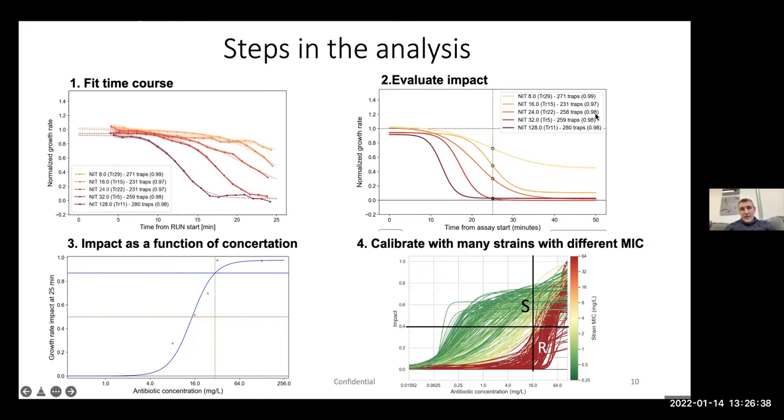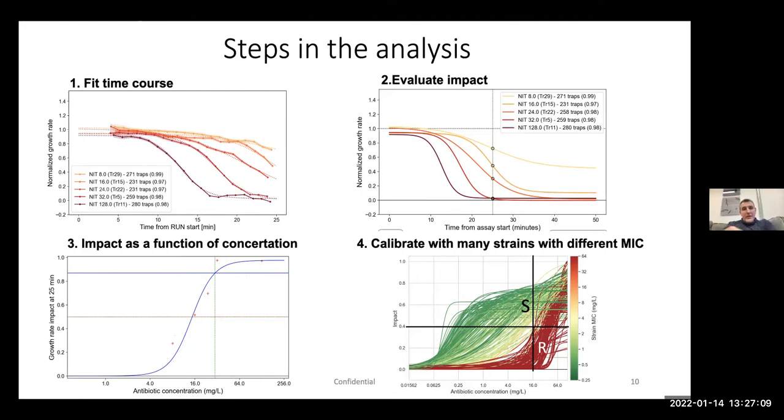So you get these kinds of impacts depending on the concentration. And if we instead plot that as a function of concentration, so this was time, plot it as concentration, we can then again fit a function for the concentration impact of this antibiotic on this particular isolate that was run in the assay. So this is now one sample, and you get these impacts for different concentrations.